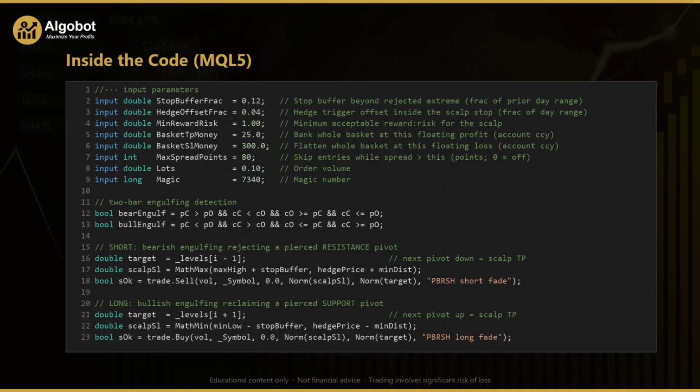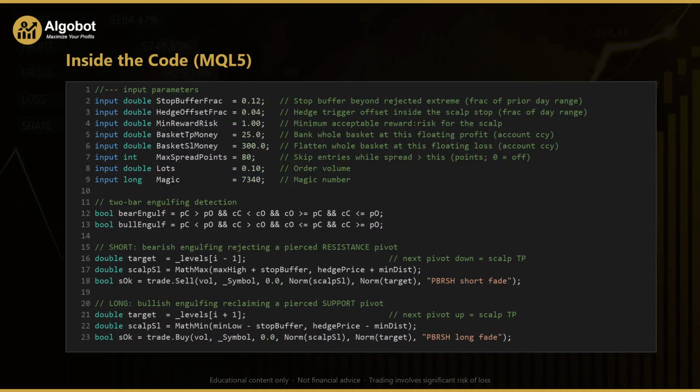Hedge offset fraction sets how far inside that stop the hedge rests. Minimum reward risk is the smallest acceptable reward-to-risk ratio, defaulting to 1. BasketTpMoney and BasketSlMoney govern the combined exit. And there's also a maximum spread filter, a lot size, and a magic number.